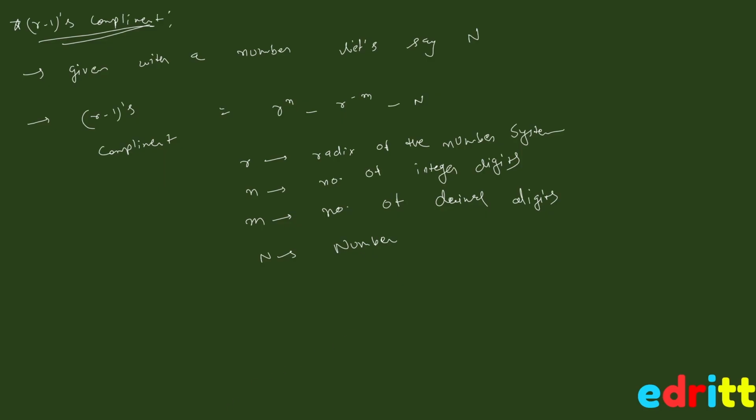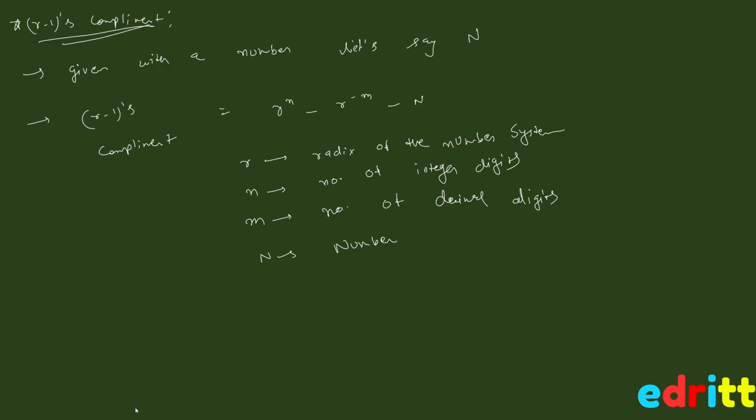We'll take the same example and do the 9's complement of that, which is equivalent to the r minus 1's complement of a decimal number. So I'm taking the same example, 765.432, which is in the base 10 number system, and they're asking to calculate the 9's complement. Now, how can we calculate this 9's complement?